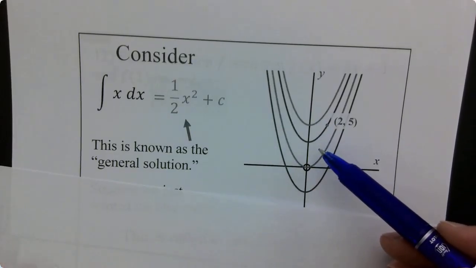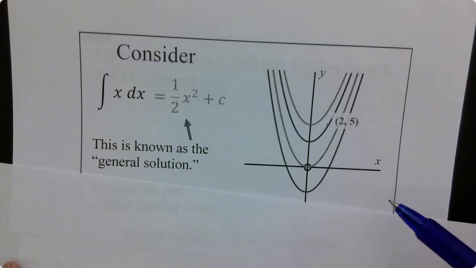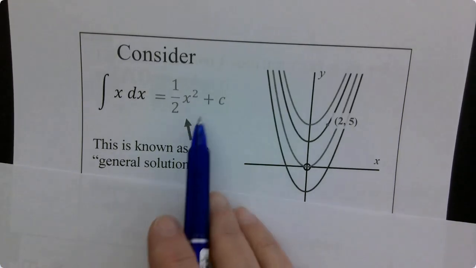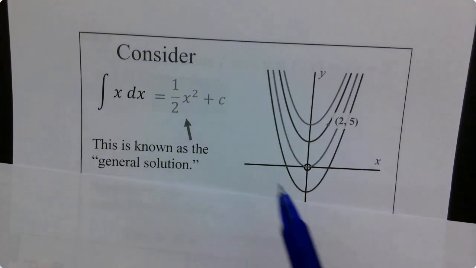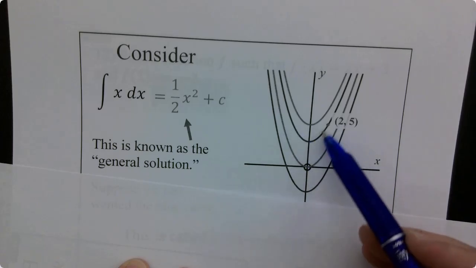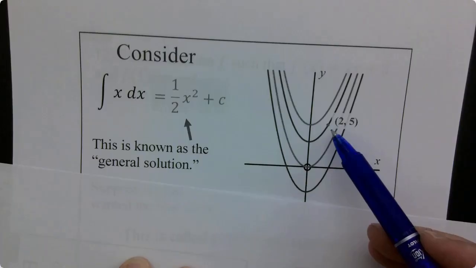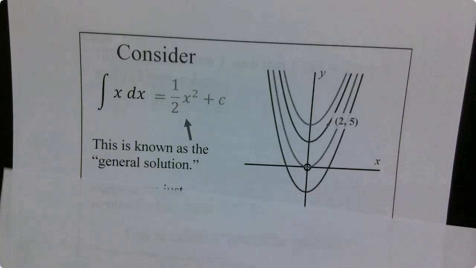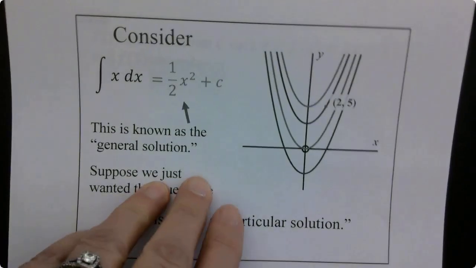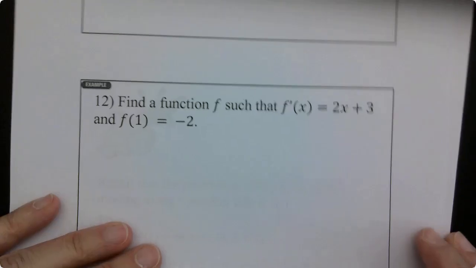Okay. So sometimes you are asked to find the particular solution. And in order to find the particular solution, essentially what you're doing is you're going to be solving for c. But you would need to know more information about the original function or the antiderivative. So for example, if we were looking for this particular parabola, then they would tell you that the parabola passes through the point 2, 5. And then you can use that information to solve for c. So that's what's known as a particular solution, that process. So let's take a look at number 12. I'll walk you through it.